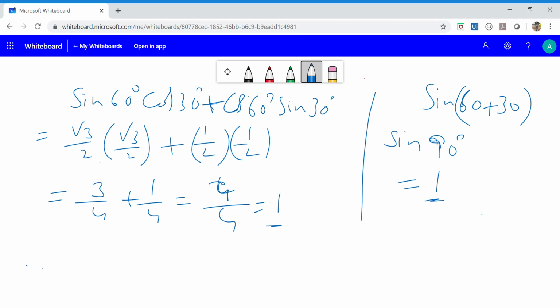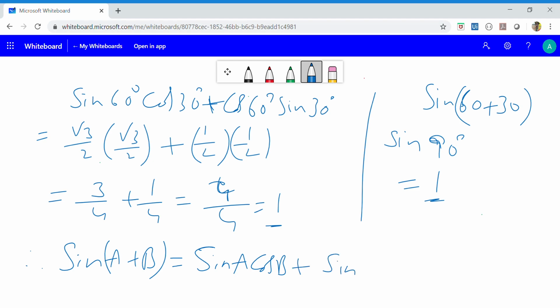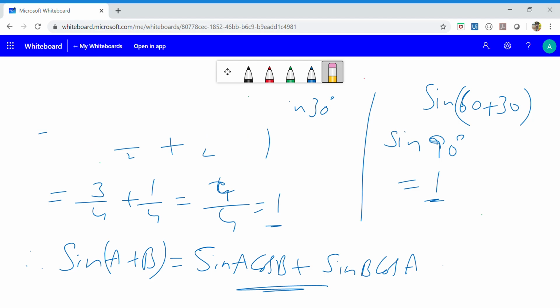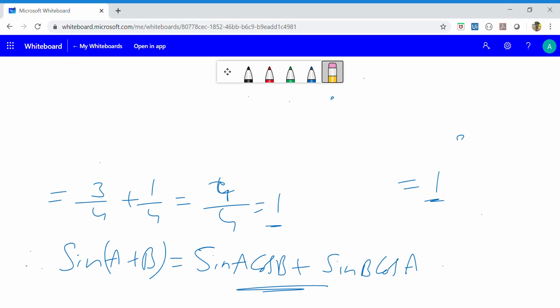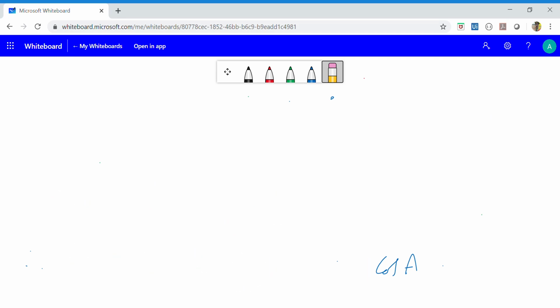So both are equal. So what can you say for sine of A plus B? Sine A cos B plus sine B cos A, or cos A sine B. This is the value. But in the 7th question, what is given? Sine of A plus B is equal to sine A plus sine B. Is it true? So false. Whatever values you substitute, you will get a wrong answer.